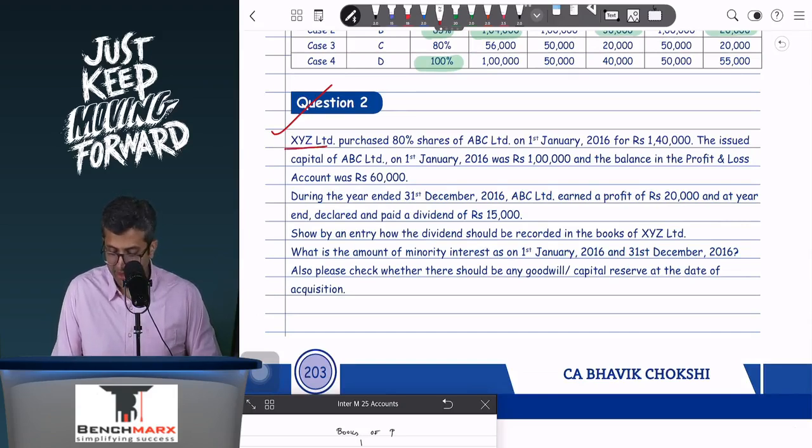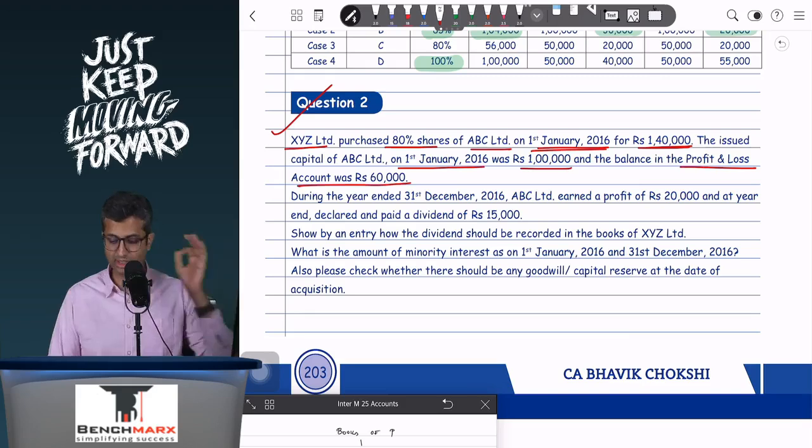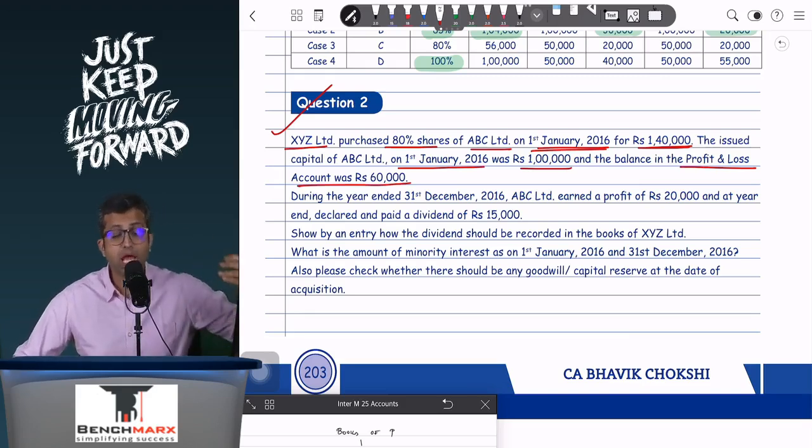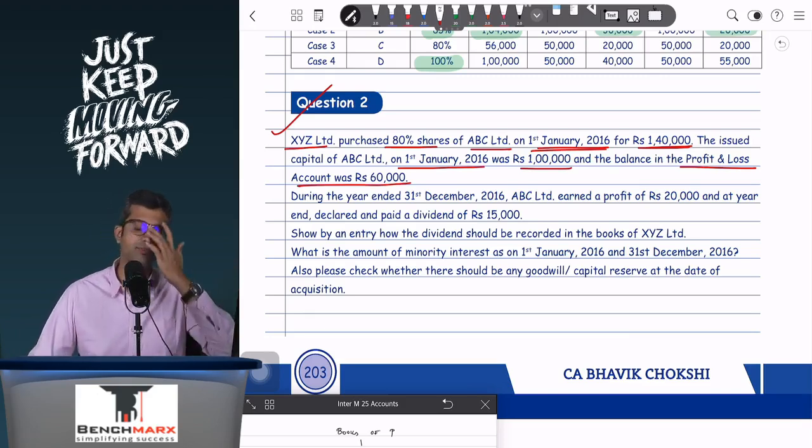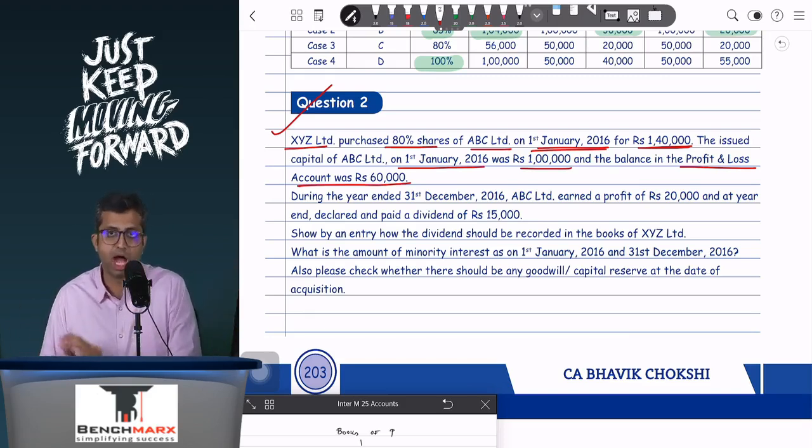XYZ Limited purchased 80% shares of ABC as on 1st of January 16 for 1,40,000. That is your investment amount. The issued capital of ABC as on 1st January 16 was 1 lakh and the balance in the profit and loss account was 60,000. This is the profit as on 1st January 16. Remember the stake was also acquired on 1st January 16. Profits may be earned after 1st January 16.